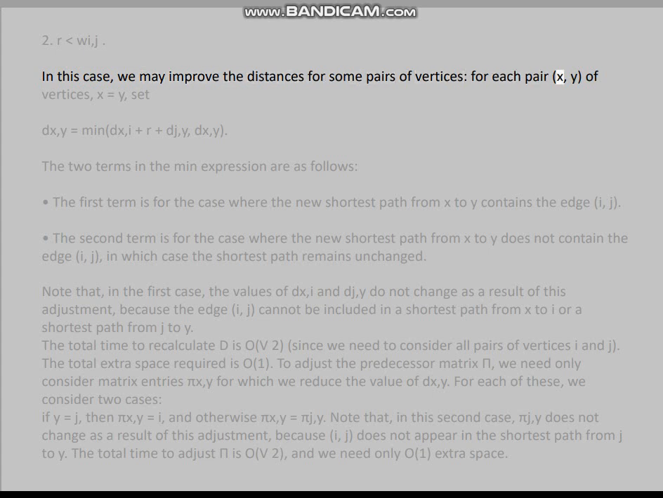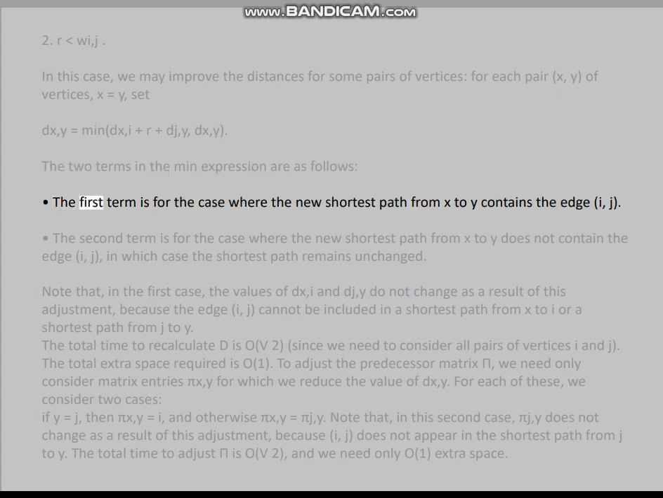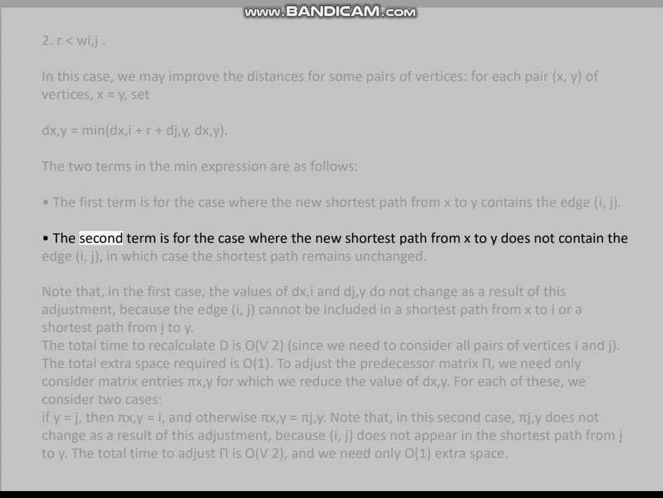For each pair (x, y) of vertices, set d(x, y) = min(d(x, i) + r + d(j, y), d(x, y)). The two terms in the min expression are as follows. The first term is for the case where the new shortest path from x to y contains the edge (i, j). The second term is for the case where the new shortest path from x to y does not contain the edge (i, j), in which case the shortest path remains unchanged.